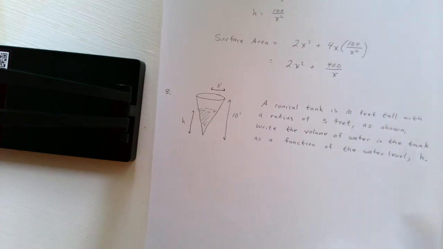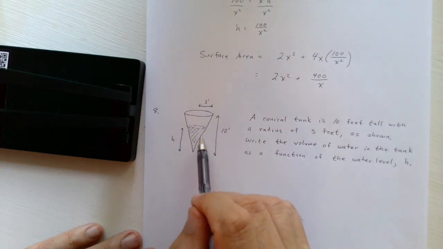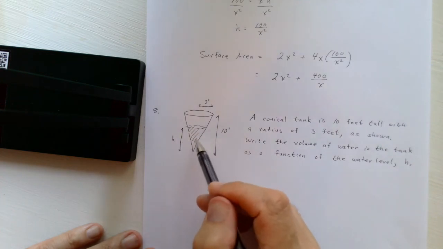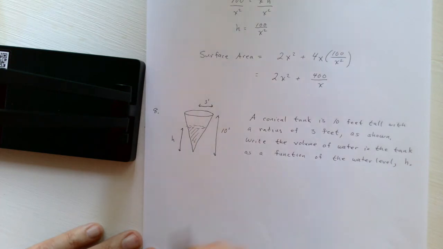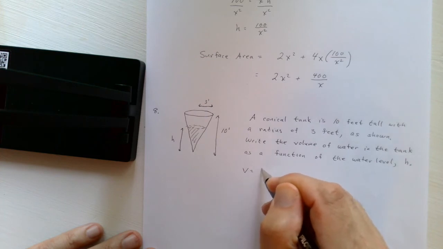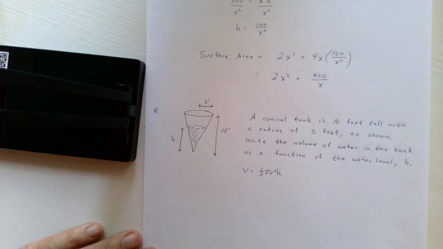The last one is probably the trickiest one. We have a conical tank that's 10 feet tall with a radius of 3 feet. As shown, write the volume of water in the tank as a function of the water level h. Now hopefully you can see that in this picture we actually have 2 cones. We have the tank and then we have the cone of water. And this is what's changing, and we're asked to find the volume of this inside water cone. We remember that the volume of a cone is 1/3 pi r squared times h. If you don't remember, don't worry. That formula will be given to you if you need it.